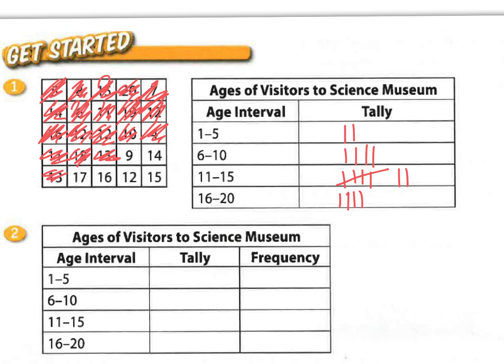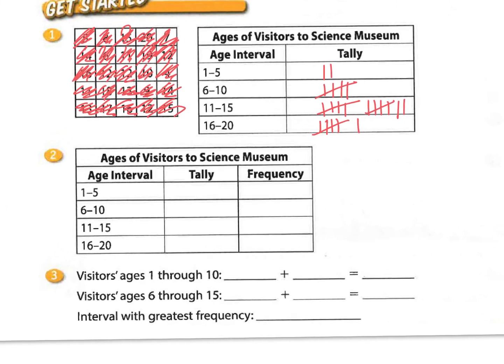Oh, I see two 13s. I'm going to do those at the same time, so 1, 2 13s. We got a 9, makes that 5. We got 14, makes that 5. 17 and 16 both go here, so 1, 2, and then 12 and 15 are in the same category, so 1, 2. So then we can see that we did the age intervals, and we tallied them up, and then we put that in the data table.